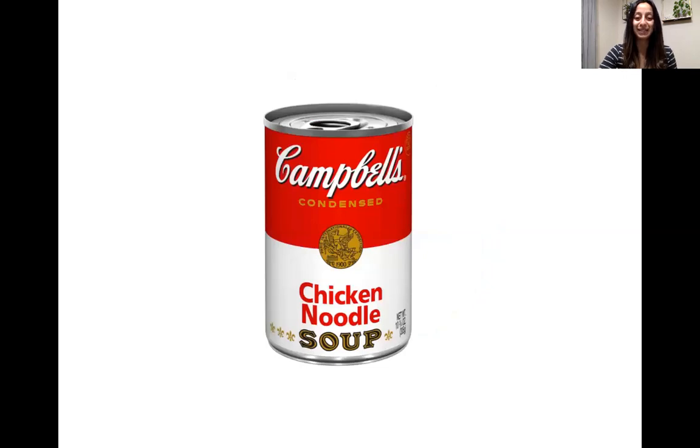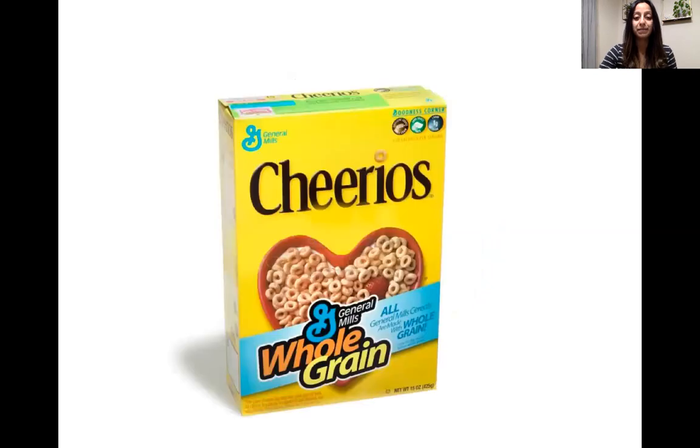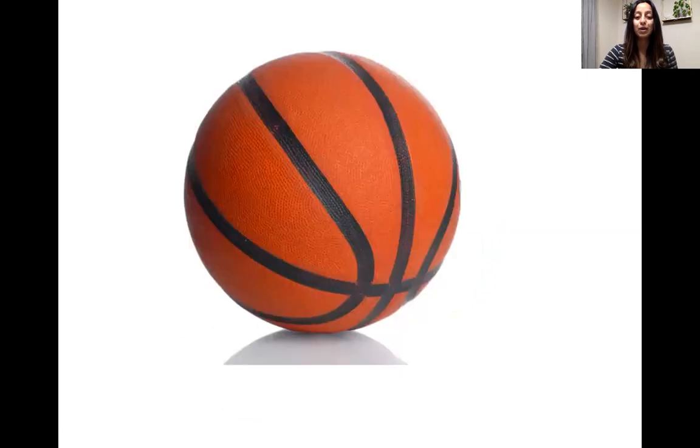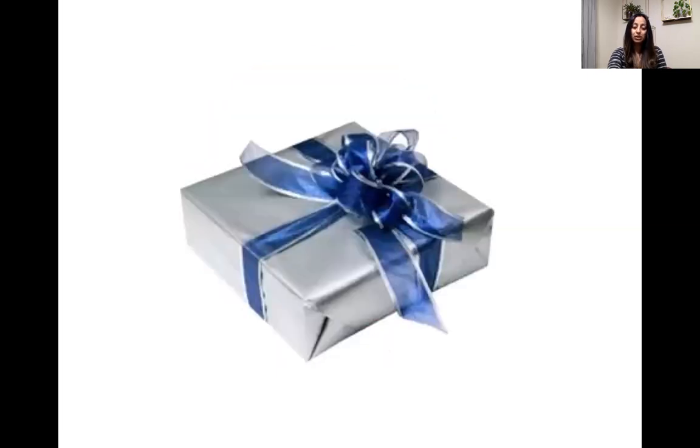Good, it's a cylinder. What shape is this? Very nice, a rectangular prism. What shape is this? Very nice, a sphere. What shape is this? It's a rectangular prism. Because look, these faces here on the side, they're rectangles. Even though this one on top is a square, these are rectangles, so it's a rectangular prism.